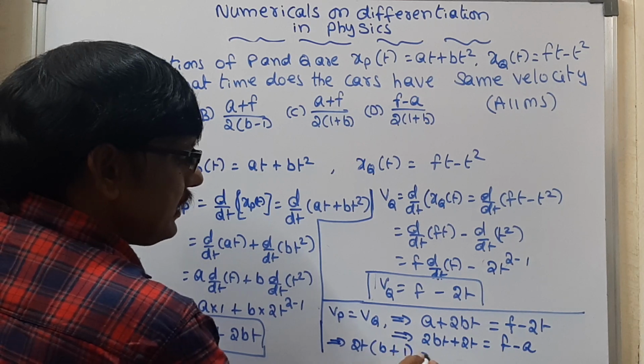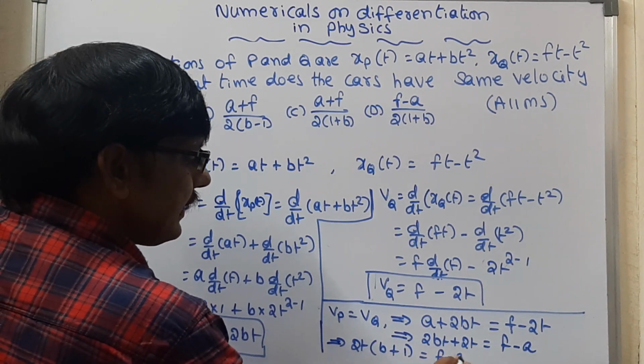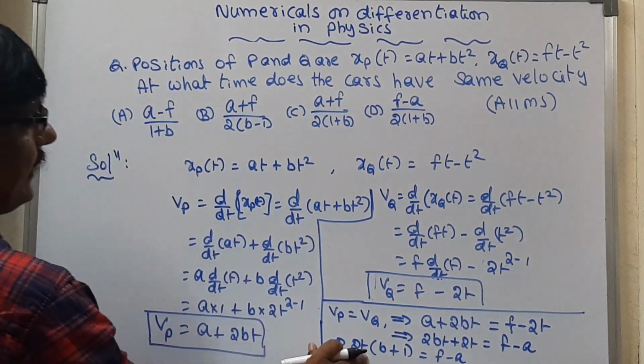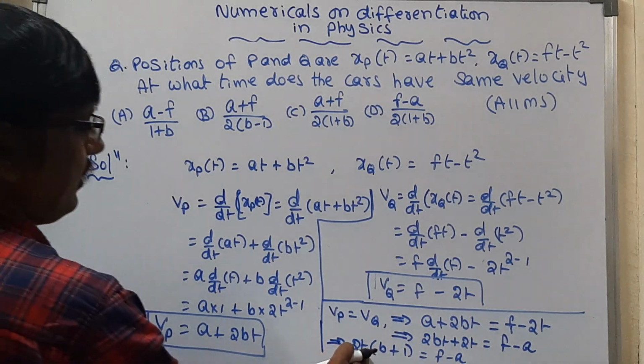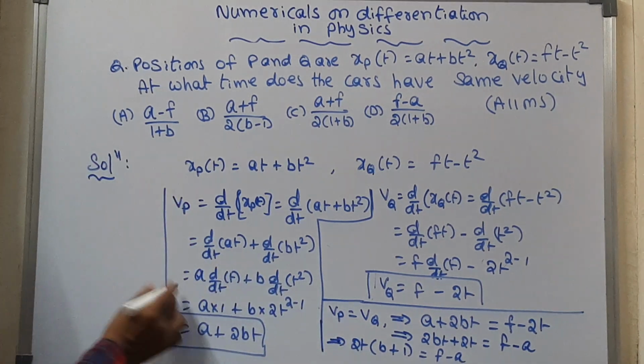1, that is equal to f minus a. So what do we have to find out? We have to find t. And so then can I write this one here? I will write it here because space is here.